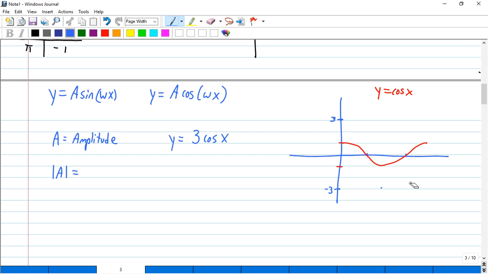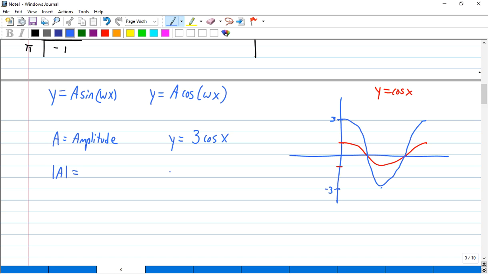It's just going to have a higher point 3 units up and a lower point 3 units down instead of 1 each way. And that's the same for sine or for cosine. Changing the amplitude is going to change the height, or the high point and the low point, to that number.